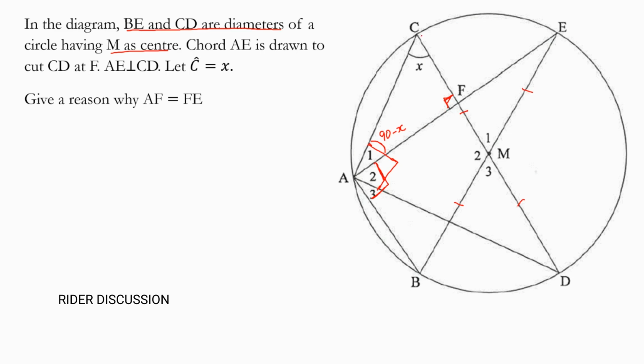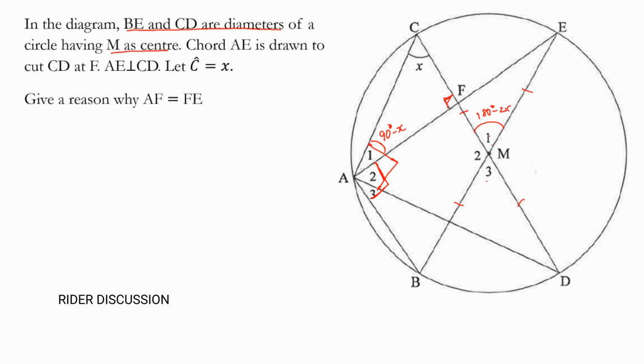If you check this angle, A1 is subtended at the circumference. Then M1 is this angle subtended by the same arc, CE, at the center. A1 is subtended by CE at the circumference, and M1 is subtended by CE at the center. So M1 is 2 times A1. So it's going to be 180 degrees minus 2x. You see that we have multiplied 90 times 2 and negative x times 2 there.